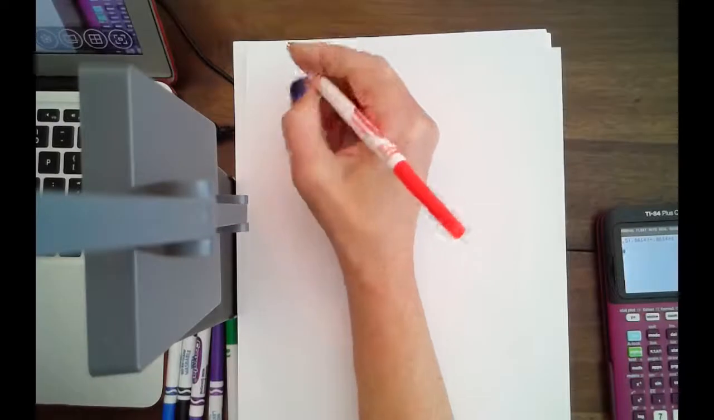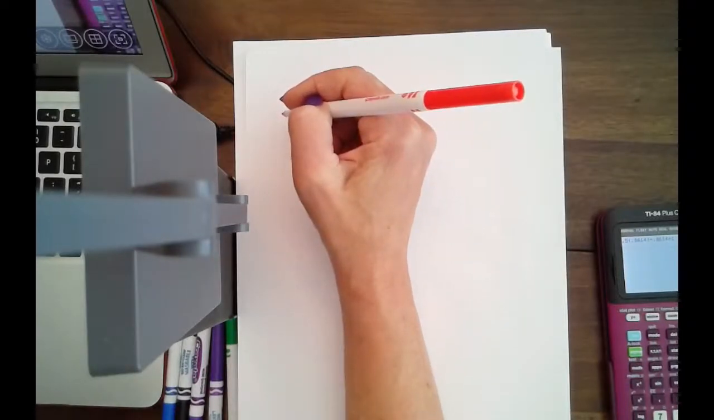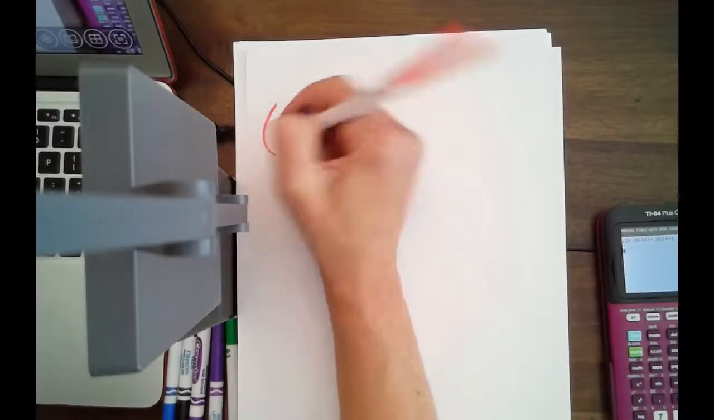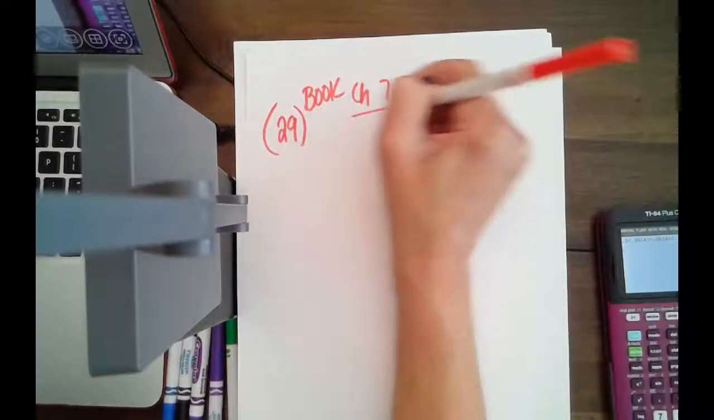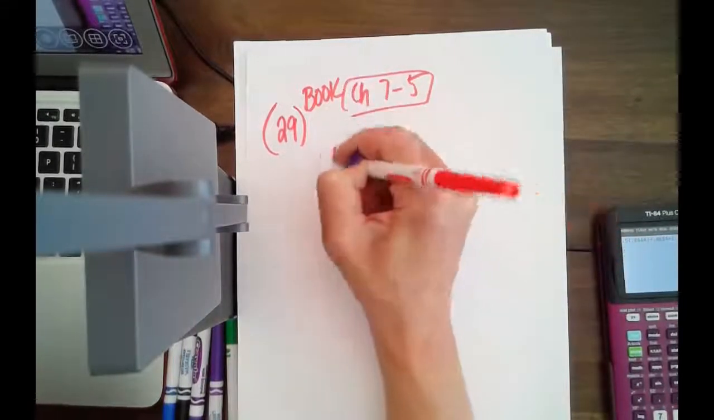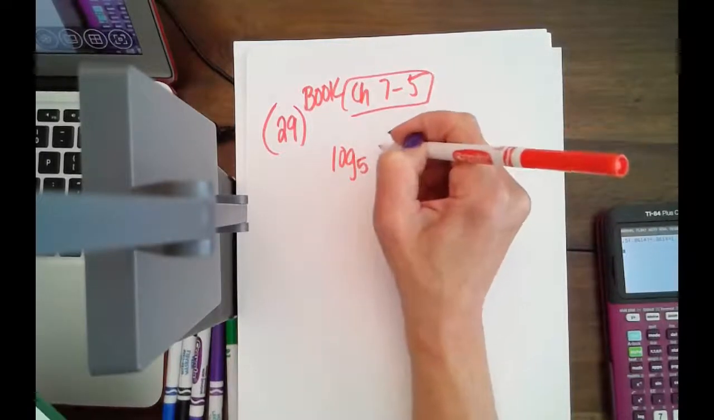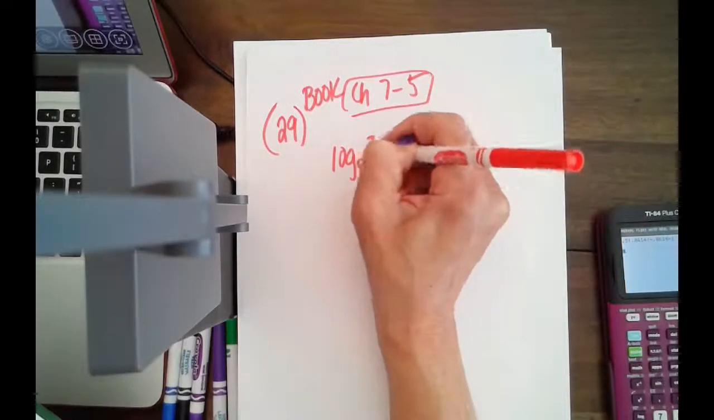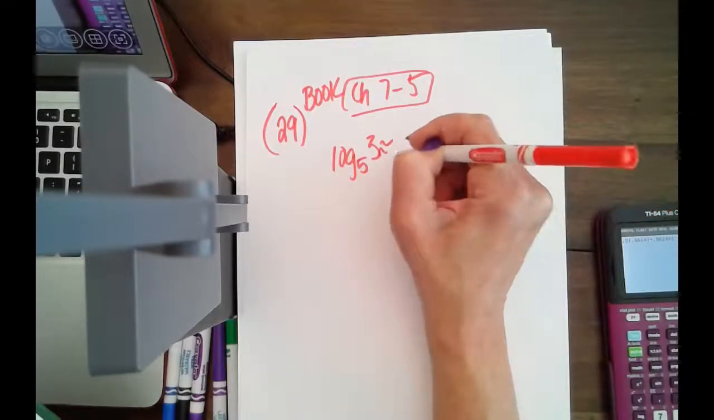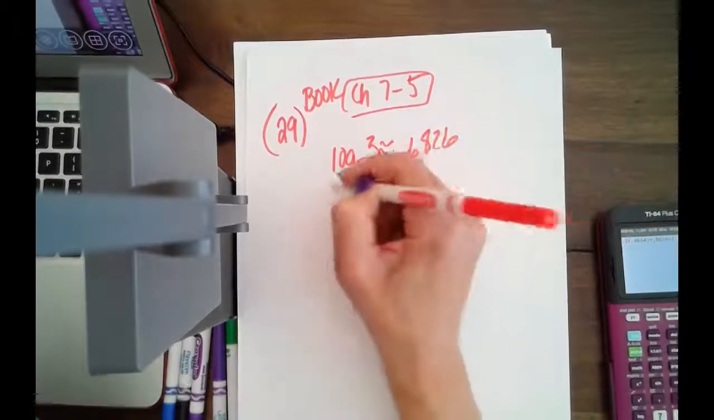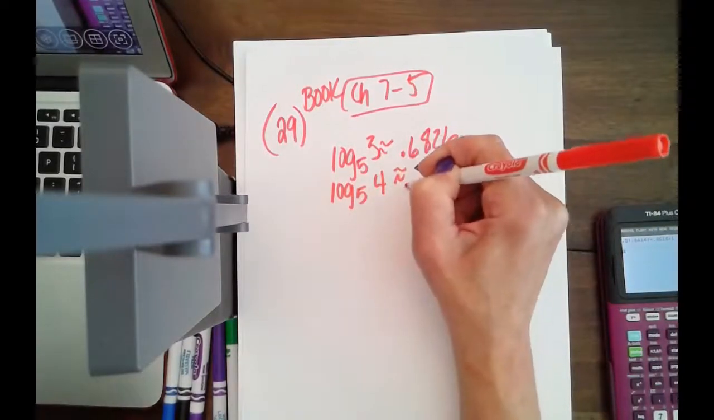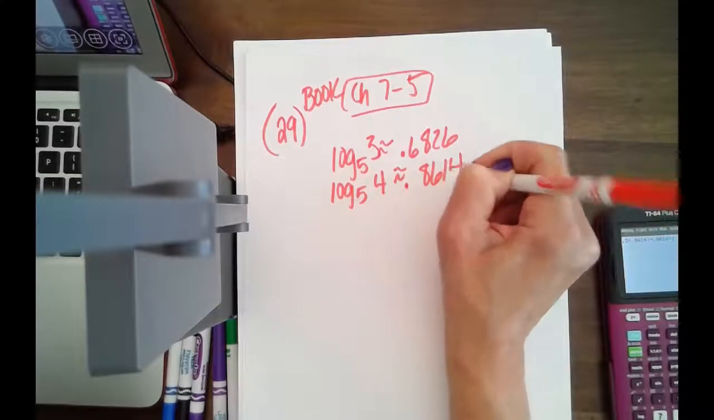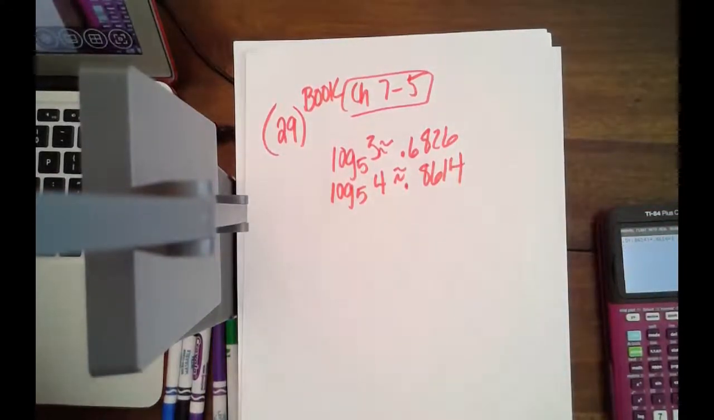Okay, this is problem number, let's see, 29. Same section, okay? This is in your book, chapter 7-5. And you can practice any of these in the book you want. All right, so we had the same thing. We have log base 5 of 3 is approximately 0.6826, and log base 5 of 4 is approximately 0.8614. Now all of them in this section are using these decimals, so your meaningful numbers will be the same.